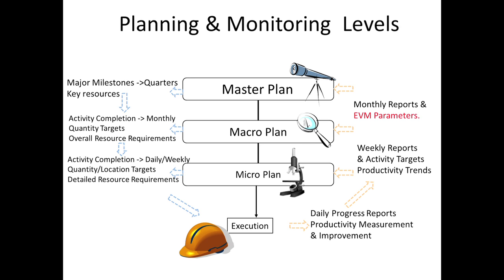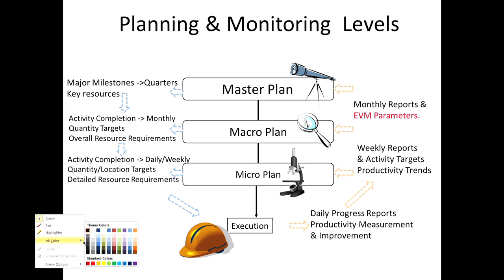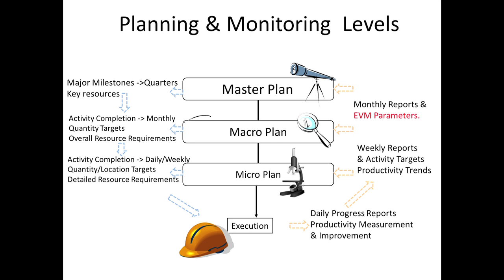At the master plan level, we can look at the planning outputs: major milestones and key resources. At the macro plan level, we have activity completion and quantity targets. When we go to the micro plan, we have activity completion at the daily and weekly level, quantity and location targets, and detailed resource requirements. As I discussed before in this class, we are mostly dealing with a macro plan. The network level planning is dealing with a macro plan.